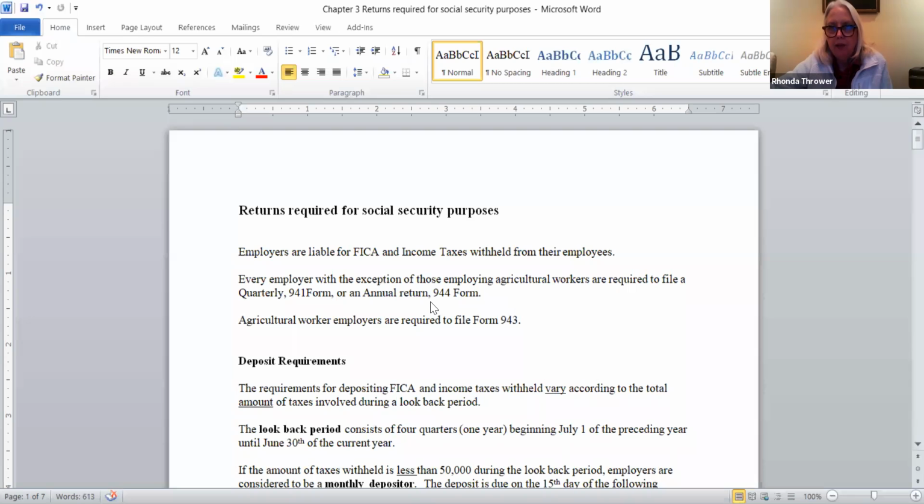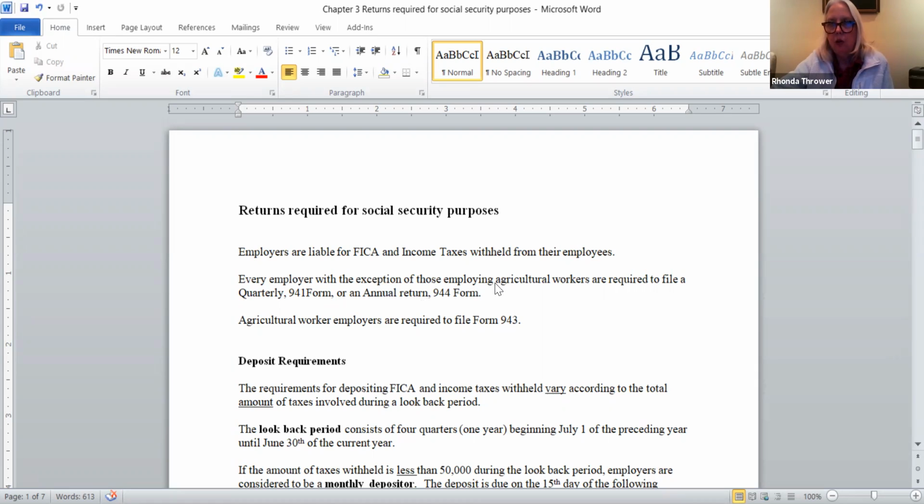Or in some cases, some companies may have to file an annual return instead of a 941 form. It just depends on the amount of taxes that have been withheld during a previous period as to who files the quarterly 941 form or whether they can file an annual return, which is a 944 form. In this chapter, we're going to be discussing mainly the quarterly 941 form and how to prepare it.